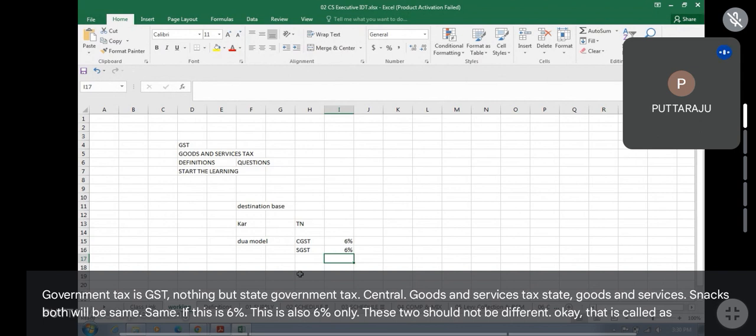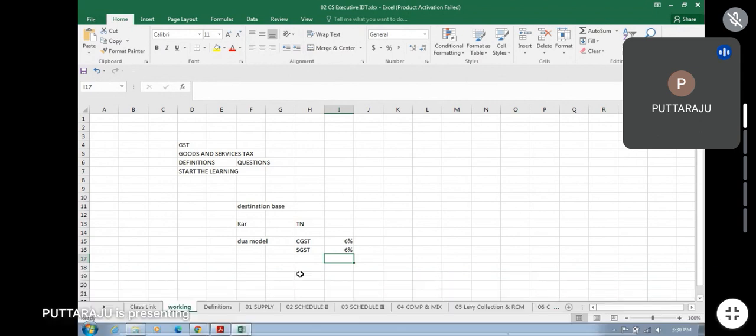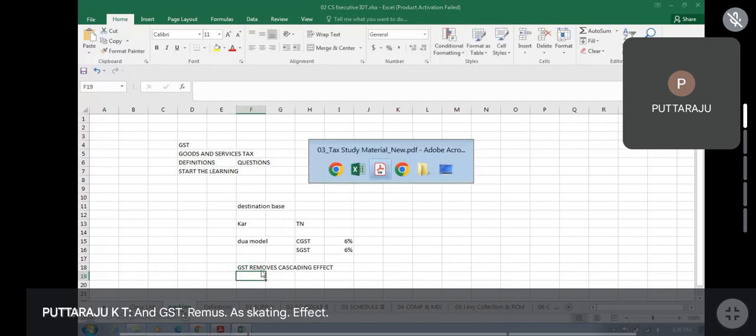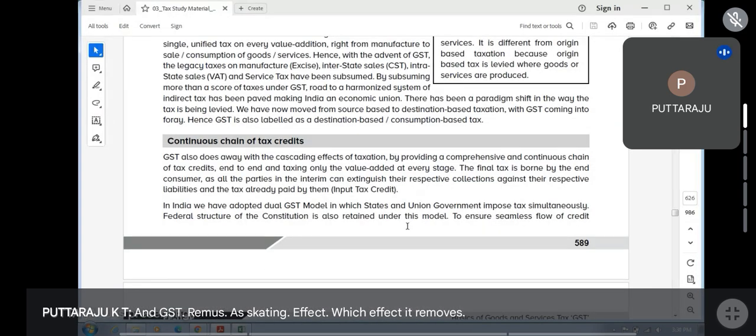And GST removes the cascading effect. Which effect does it remove? It removes the cascading effect.